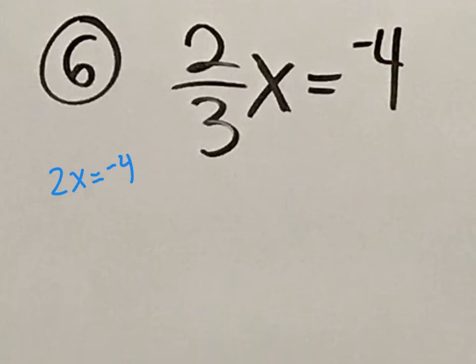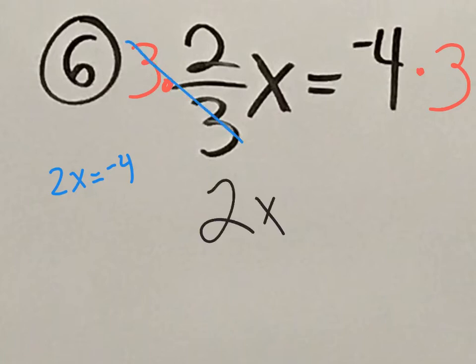Remember, you could get rid of any fraction by multiplying everything by the denominator. So I want to multiply the 2/3 by 3, and what I do to one side, I do to the other side to maintain the balance. The 3's do cancel out. I do have 2x left over. The equal sign comes down. I have a -12 over here. And now I have a nicer looking equation.